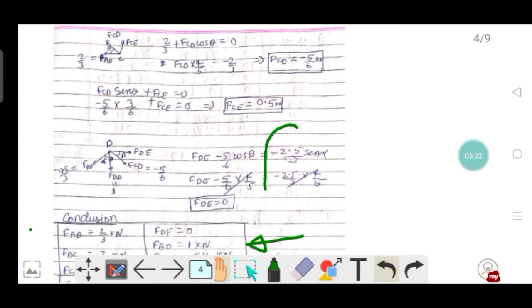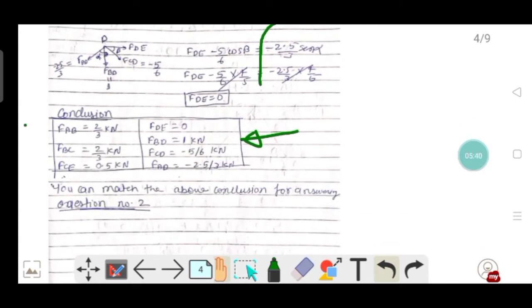Remove all the external forces and apply the unit load at the point where you have to find the deflection. In this way we find the conclusion. The conclusion means these are the member forces that we got after applying the unit load at point B. Now you can match the above conclusion by answering question number 2. You can use this conclusion for answering question number 2.